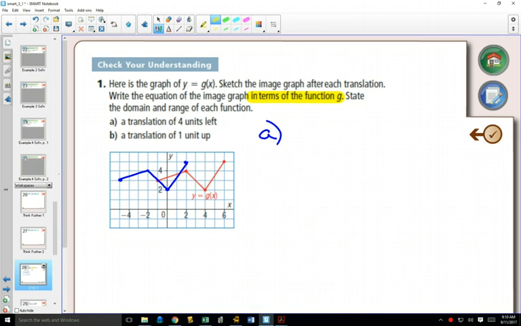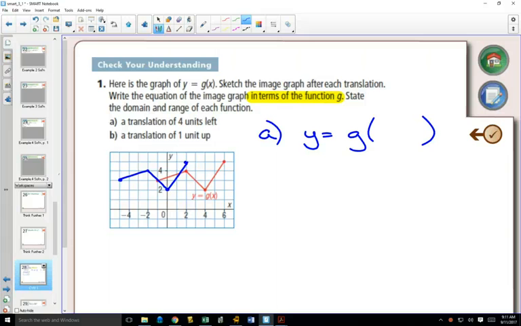This, in terms of the function g, in terms of x, comes up a fair bit in math. So what does it mean? It means that we need to write an equation that has g in it. So it's going to be y equals, and g is going to be on the other side somewhere. So in terms of means that you have to have that in your equation somewhere. Now, if we look at this, how do we write something being moved 4 to the left? Will it be inside the function or outside of the function? Inside of the function. So we know that something's going to happen inside of g.